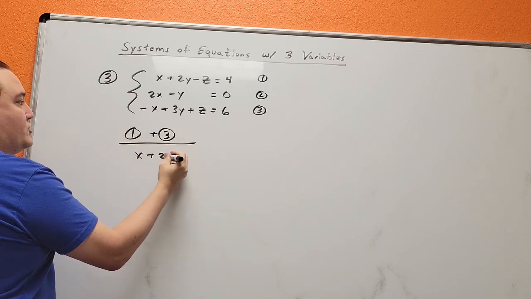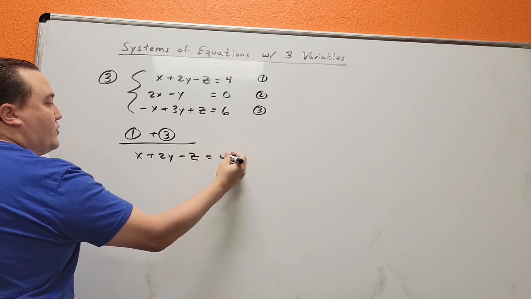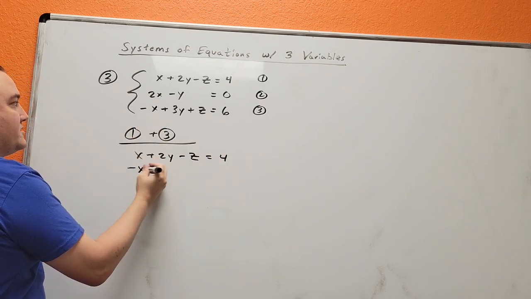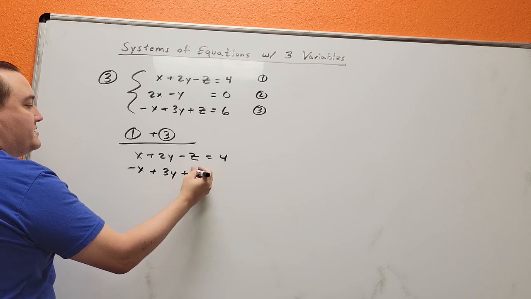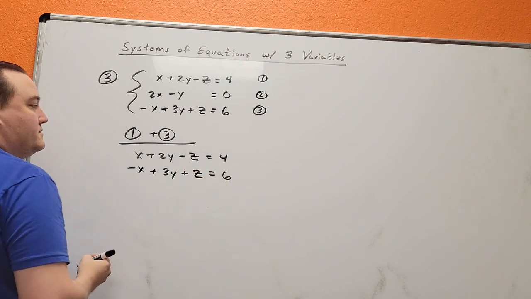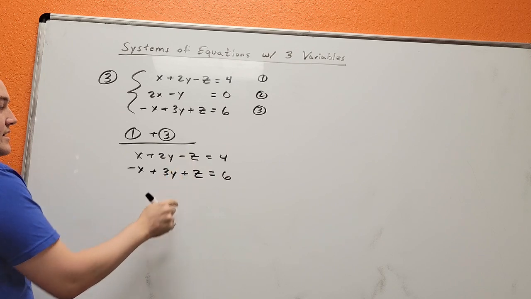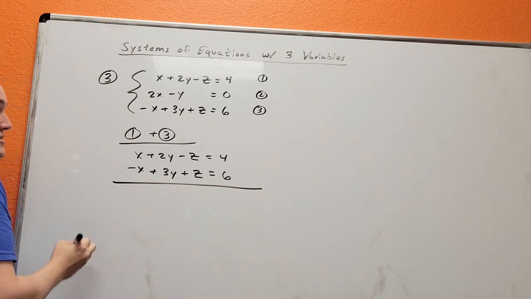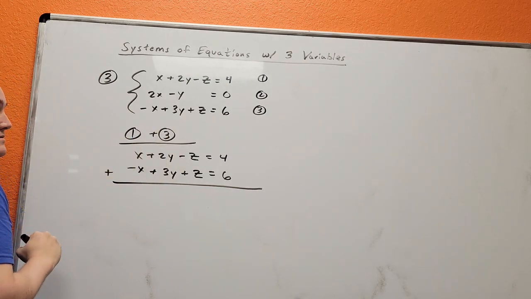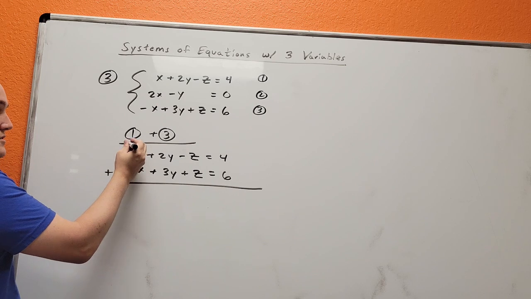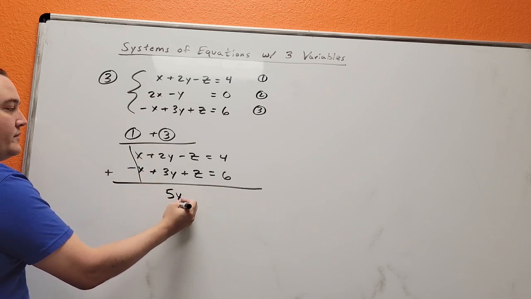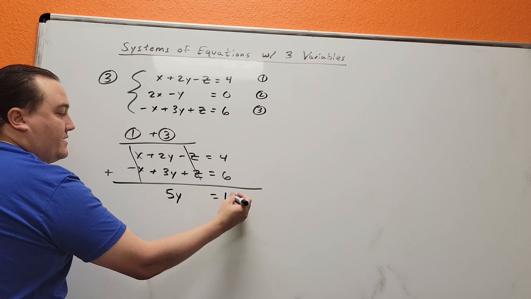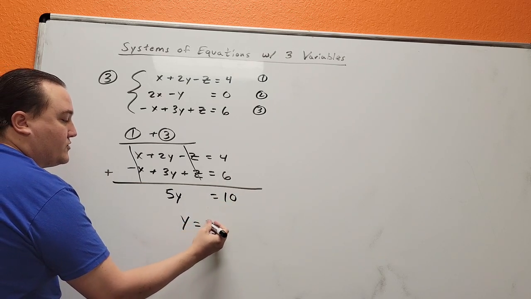So it's x plus 2y minus z equals 4, negative x plus 3y plus z equals 6. Since the z's already cancel out, x's cancel out too, which is going to be nice. We can just add the equations together so we don't have to multiply anything because they're already gone. So these are gone, we get 5y. These are gone, equals 10. So quick answer, y equals 2.